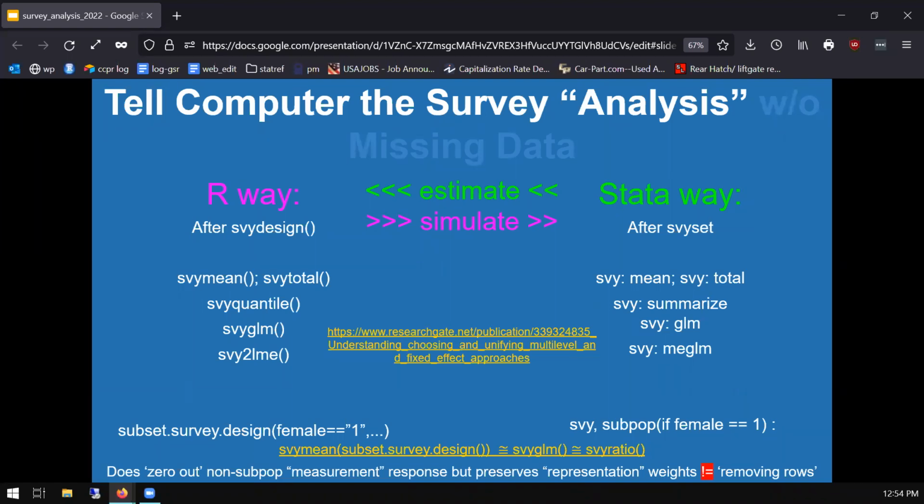When it comes to survey weights, the weights do something. If you just remove the rows, if you just set aside the males and focus your estimates on the females, your standard errors and intervals are going to be wrong. Because what you did is you threw away the weights attached to the males. It might seem like a really small point, but it's important to keep in mind.